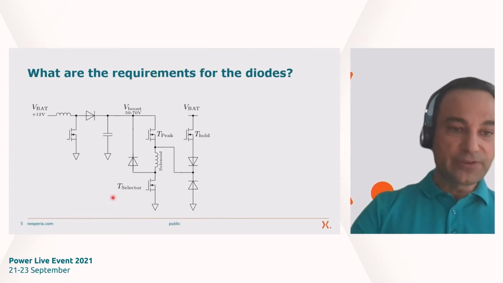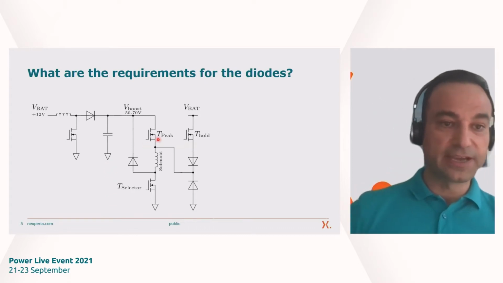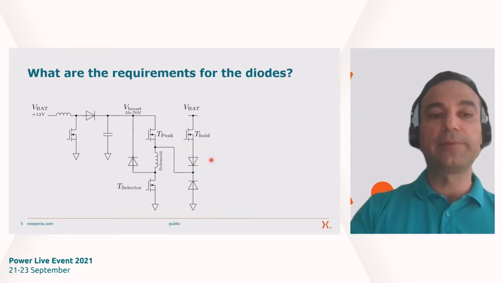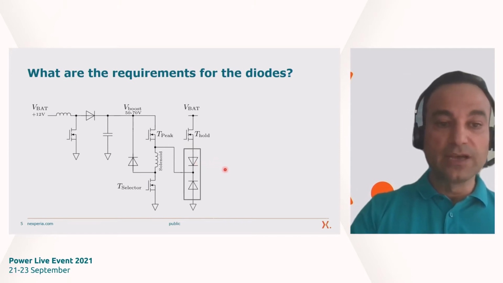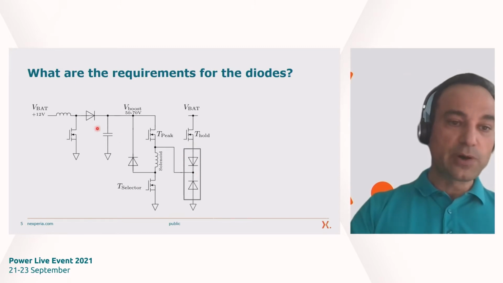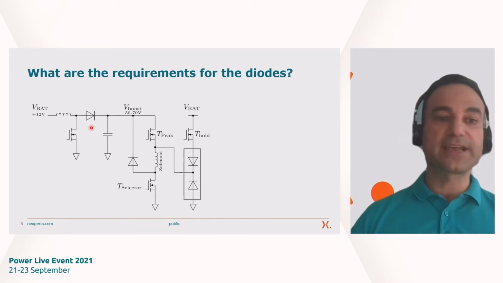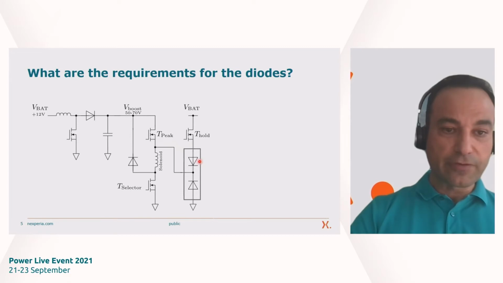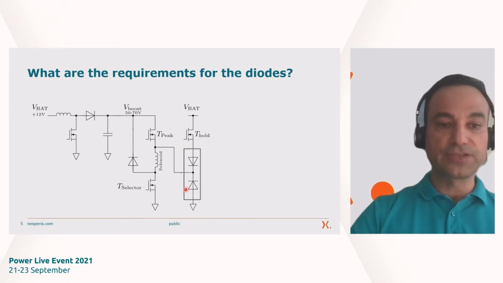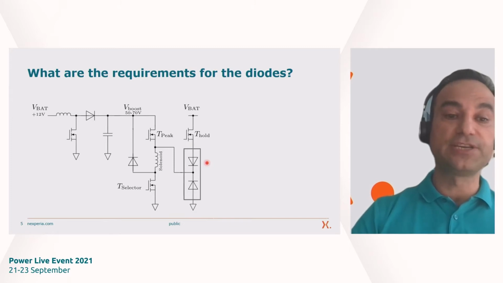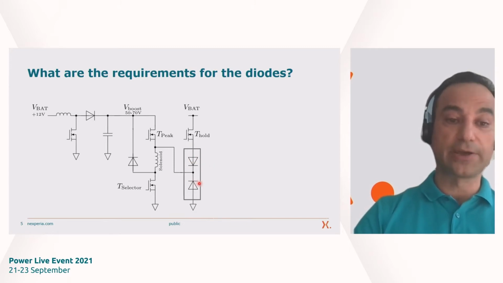Okay, so obviously there are several diodes in this schematic, and due to the limited time of the presentation, I would like to focus on these two diodes. This one, which is a boost diode, will be covered partially by the second part of my presentation, which is about switch mode converters. But for the time being, let's focus on these two diodes. And let's check what are the requirements here for these two diodes.